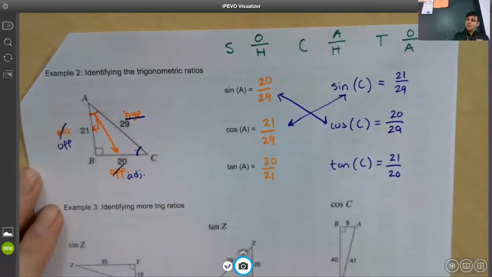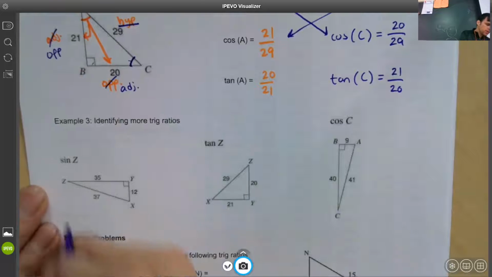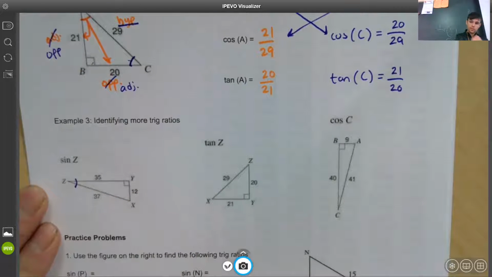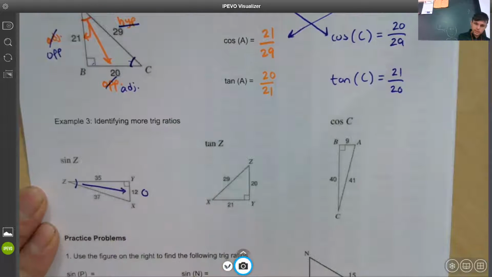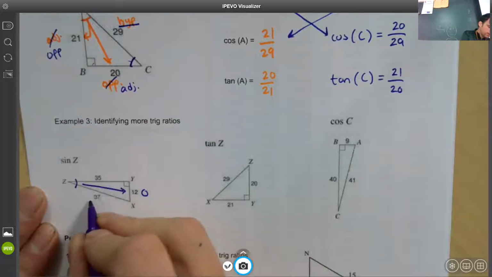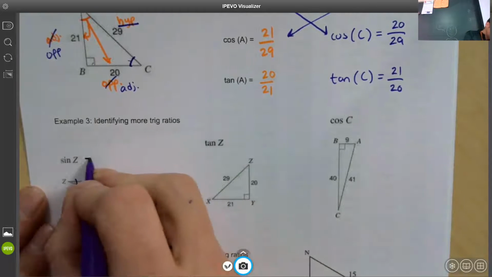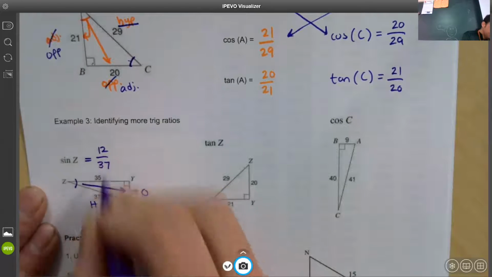All right, we're going to continue this idea again. Feel free to pause and work ahead, and then just kind of check in with me on what we're doing here. So we're looking for the sine of angle Z. So sine is opposite over hypotenuse, angle Z. So this one over here is our opposite. It's across from the angle, and then across from the right angle, this is our hypotenuse. So the sine of angle Z is equal to 12 over 37.